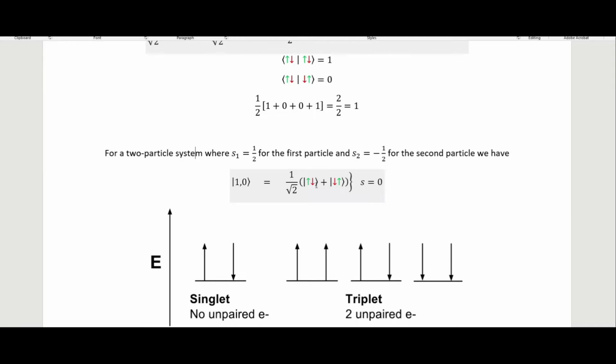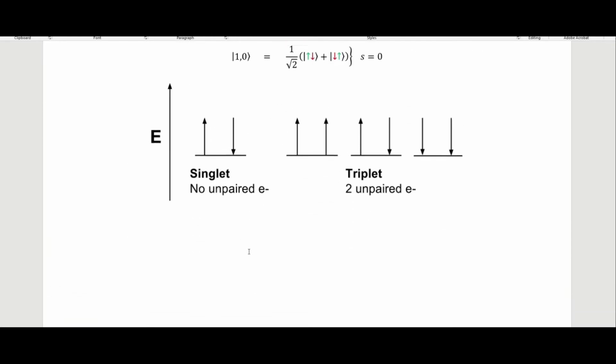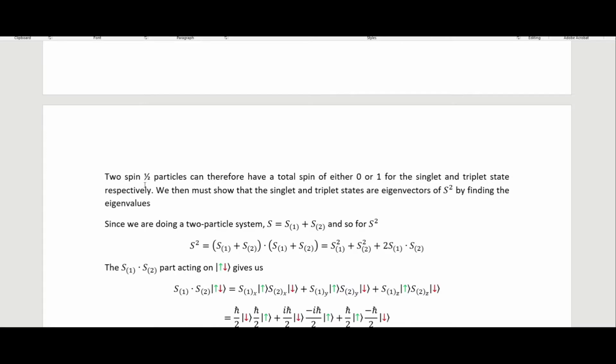Well, it's one, but it's sort of this degenerate thing where it's a superposition of both of them. That's what this addition here means, that it's in a superposition of one of them up, one of them down, and a superposition of one of them down, one of them up. And so that is the singlets and triplets. So the spin half particles can therefore have a total spin of either 0 or 1, for the singlet and triplet state respectively.